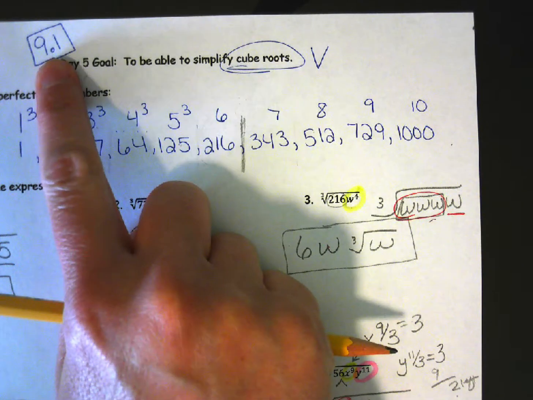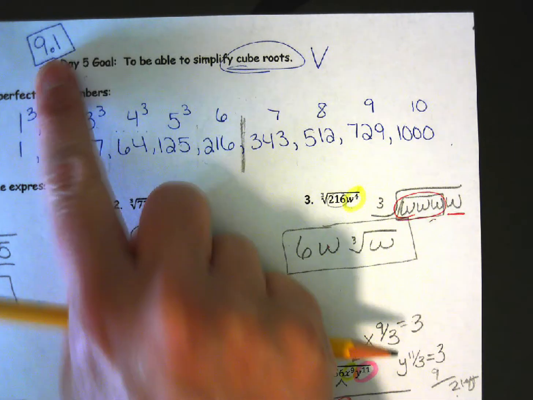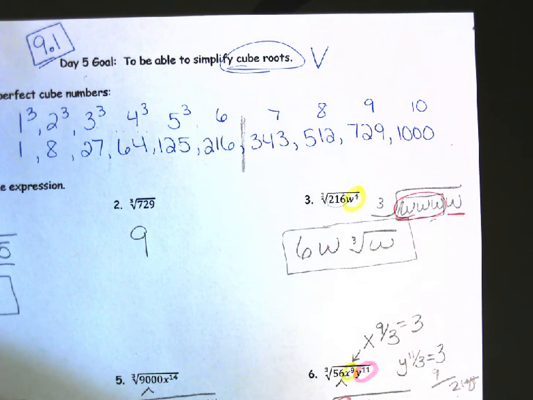So that concludes our 9-1. All of our 9-1 is now done, okay? So go ahead and practice the problems and take your exit quiz.